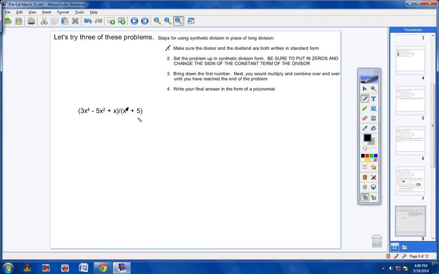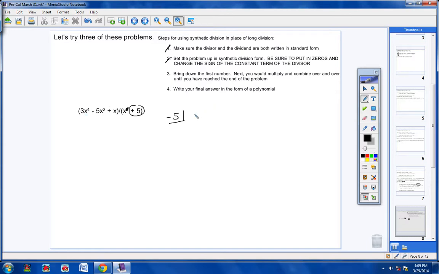But make sure you do that. Always check, okay? All right, number 1, make sure the divisor and the dividend are both in standard form. They are. Number 2, set the problem up in synthetic division form. Don't forget we changed the sign of the 5, so we're going to put a -5 right here. And then we're going to add some zeros.